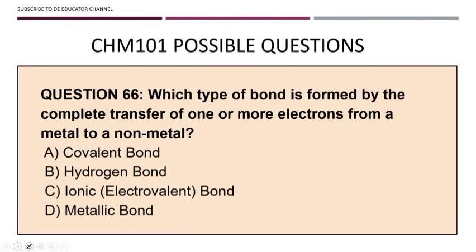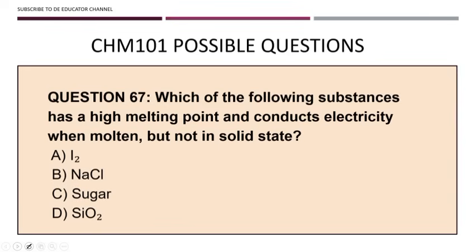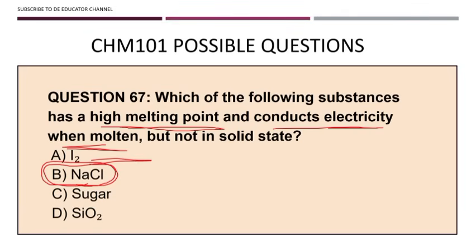Which type of bond is formed by the complete transfer of one or more electrons from a metal to a non-metal? When you get transfer of electrons to form a bond, it is known as an ionic or electrovalent bond. Which of the following substances has a high melting point and conducts electricity when molten? The correct answer is B. They are just trying to ask which of the following compounds has an electrovalent bond, because one of the characteristics of electrovalent compounds is that they have high melting points and conduct electricity when molten. And this is the only one that is electrovalent. This one here is not electrovalent, and this one too is not electrovalent, right?